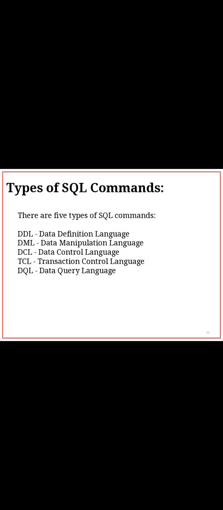Next is types of SQL commands. There are 5 types of SQL commands. First one is DDL, data definition language. Next one is DML, data manipulation language. Next one is DCL, data control language. Next one is TCL, transaction control language. Last one is DQL, data querying language. These 5 SQL statements are very important to create a table, insert table data, and the manipulation and deletion process.